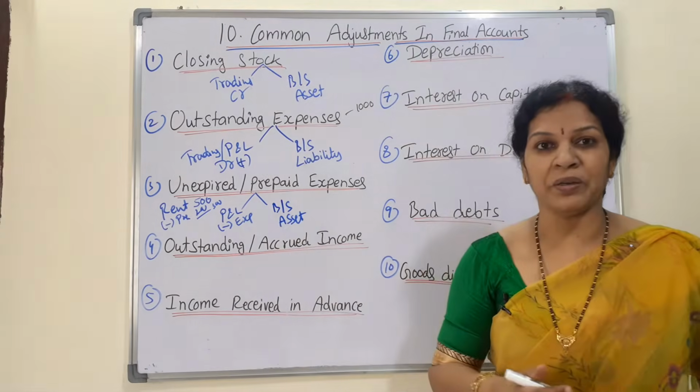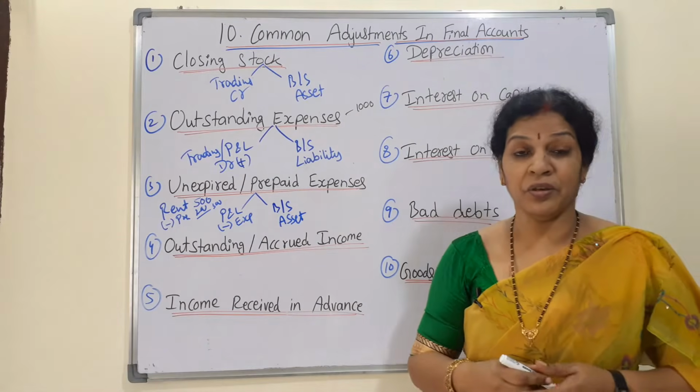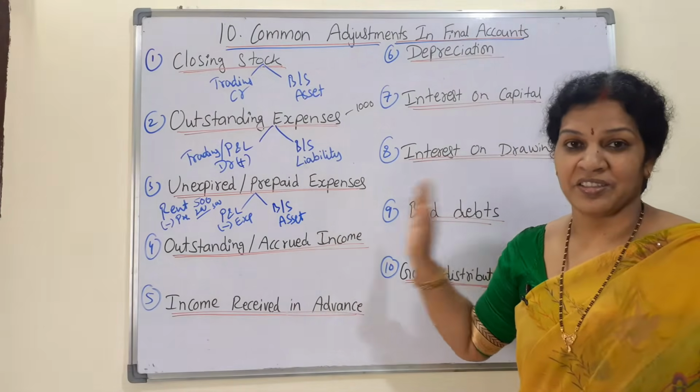Next year's amount we are paying now only, so that will be an asset. So the second effect will be balance sheet asset.